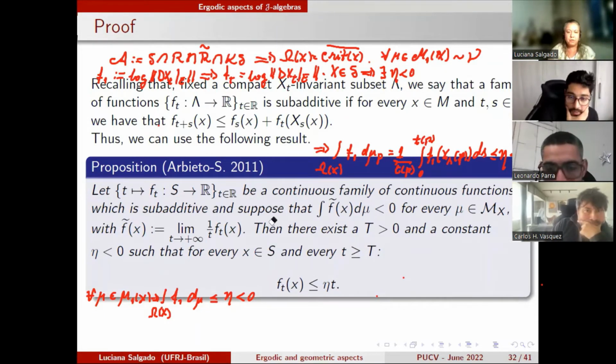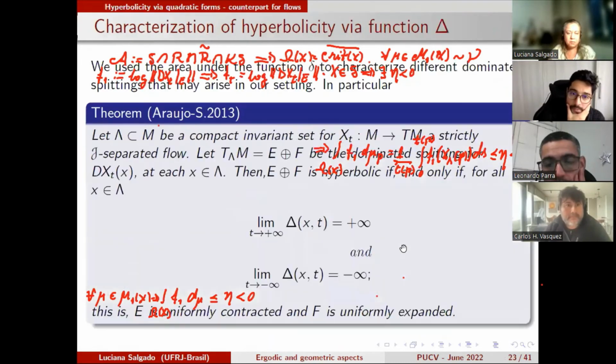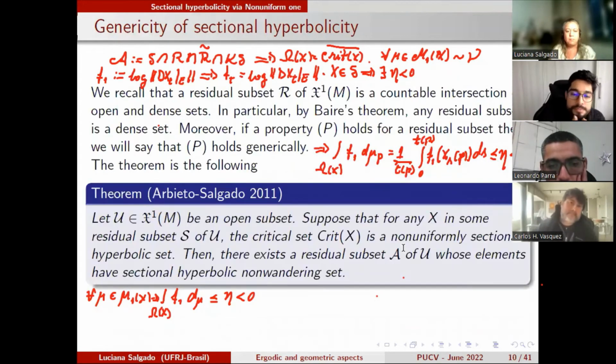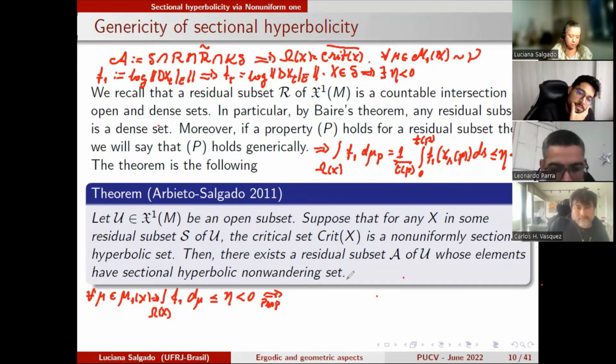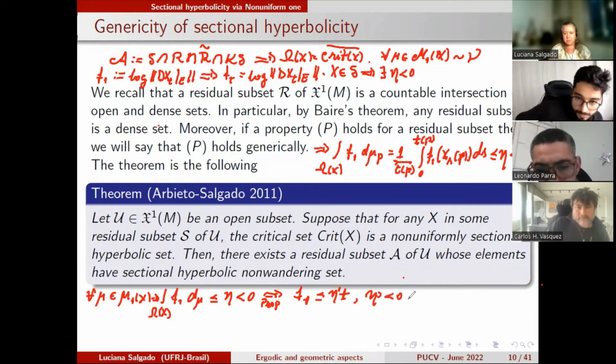If you have a continuous family of continuous subadditive functions and the integral of this mean is less than 0, then we have this kind: f_t is less than or equal to η t. This is the result that I'm going to use here, and by the proposition we have f1 less than or equal to maybe another η', and η' is also less than 0.